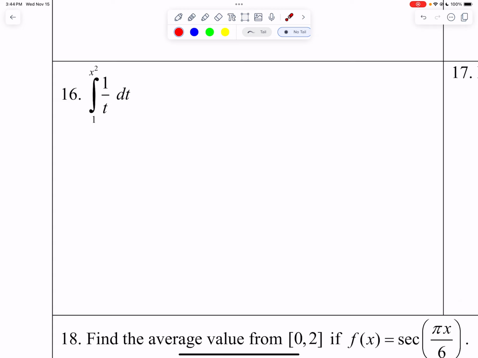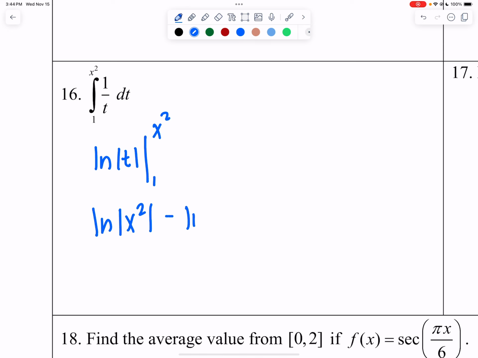Okay, 16. For number 16, this question is not asking you to find the derivative. So even though I have a function right here, you might think to do FTC part 2, but don't do that. You're just going to take the antiderivative of 1 over t, which is ln of the absolute value of t. And then we're going to have our bounds of x squared and 1. So that means that I'm left with ln of x squared minus ln of 1. And we know that ln 1 is 0.